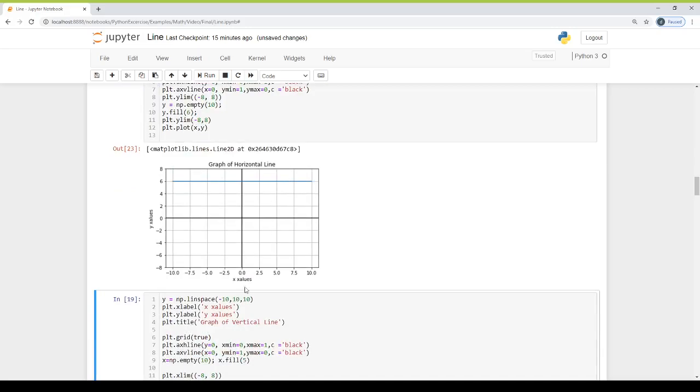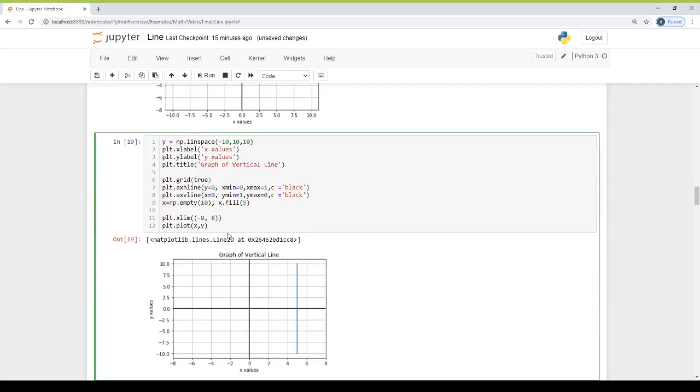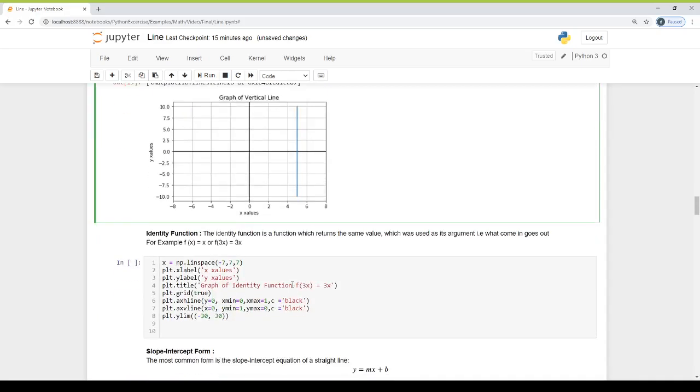In the next example, we will draw a vertical line. In that case, this is my vertical line where x is constant and y is changing. Y goes from -10 to 10, and I have taken the value of x as 5. The graph of the vertical line is x is equal to 5, with y from -10 to 10. So this is the graph of a vertical line.